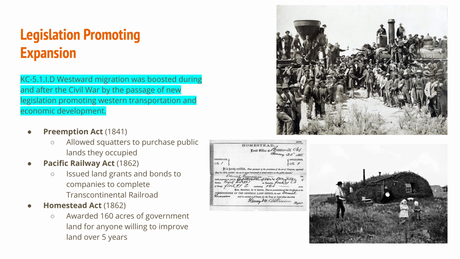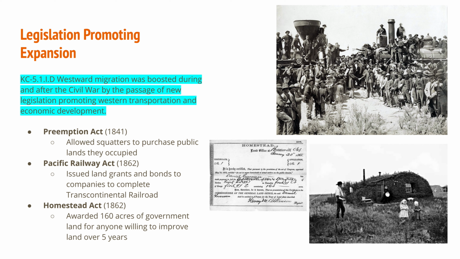All right, so westward migration was boosted during and after the Civil War by the passage of new legislation promoting Western transportation and economic development. This means that the federal government was heavily involved in moving people to the West, that there were a lot of incentives that the US federal government was putting forth.